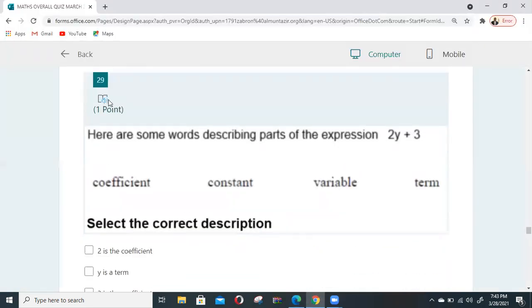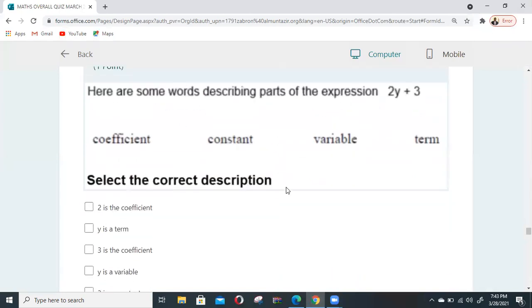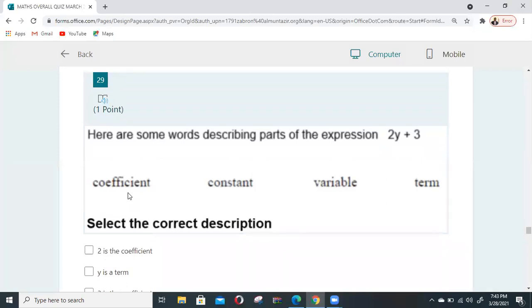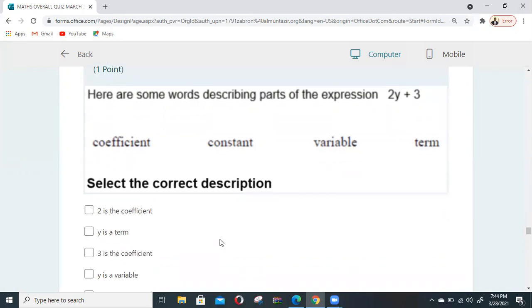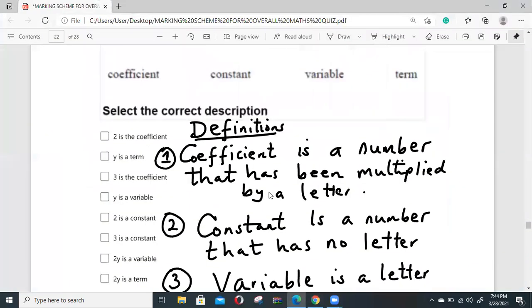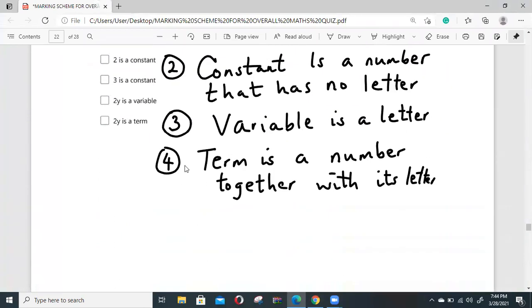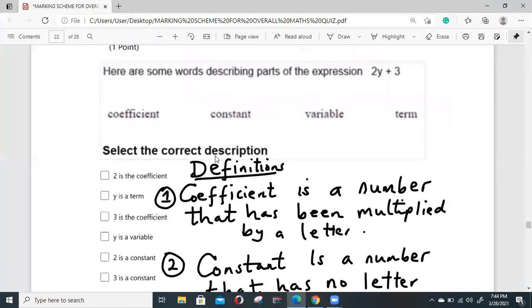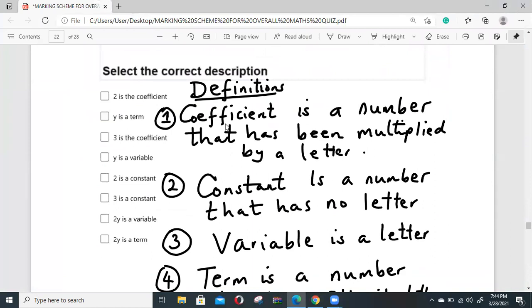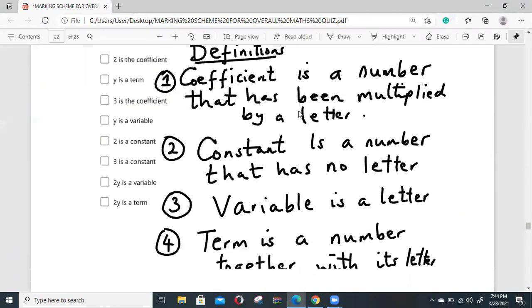This is question number 29. Here are some words describing parts of the expression. Now, this question was difficult for the majority of the students. They don't know what coefficient, constant, variable, and term mean. So it was very difficult for them to answer this question. Let me explain what coefficient means. In the marking scheme, I have tried to show you the definitions. They are here.